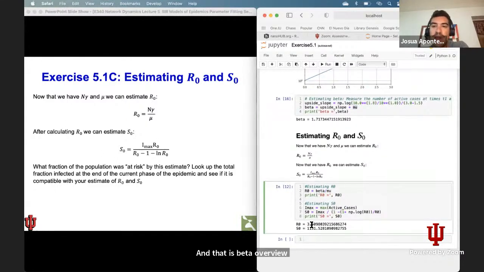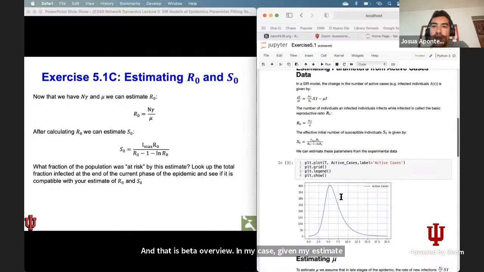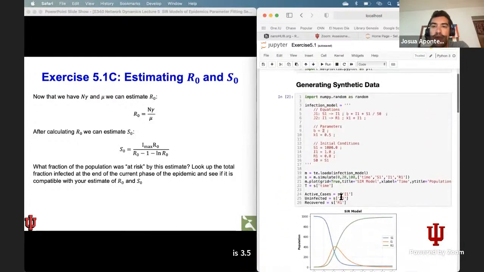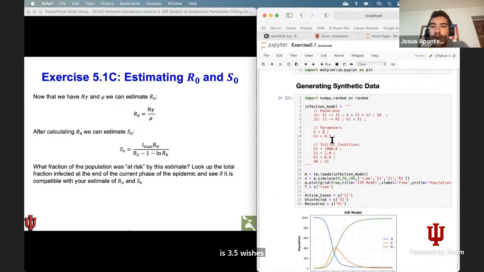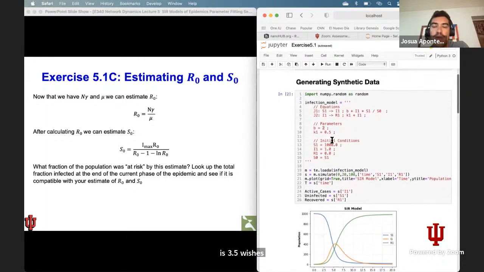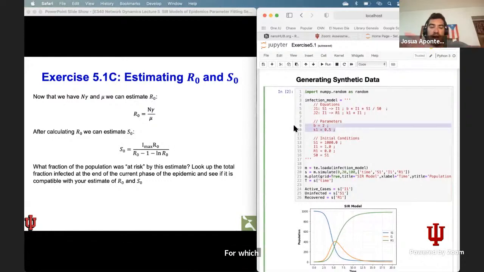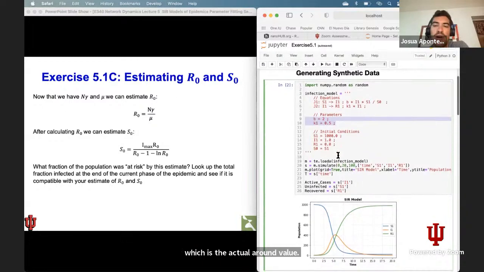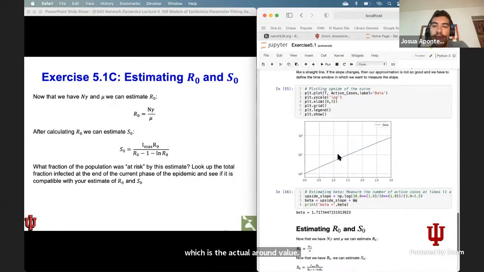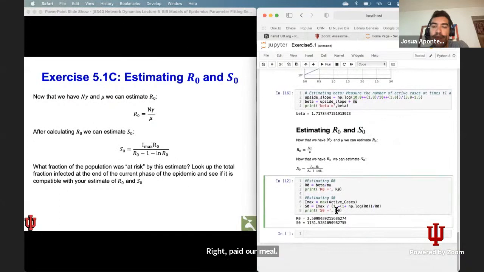In my case, given my estimates, it is 3.5, which is close to 4, the actual ground truth value, right? Beta over mu.